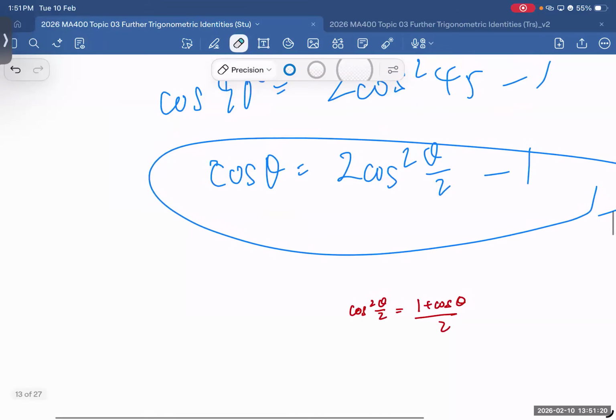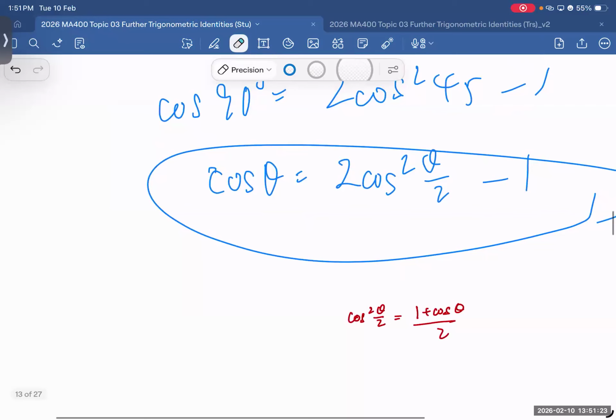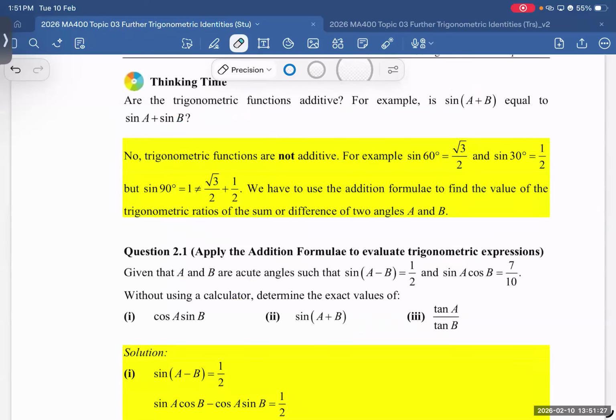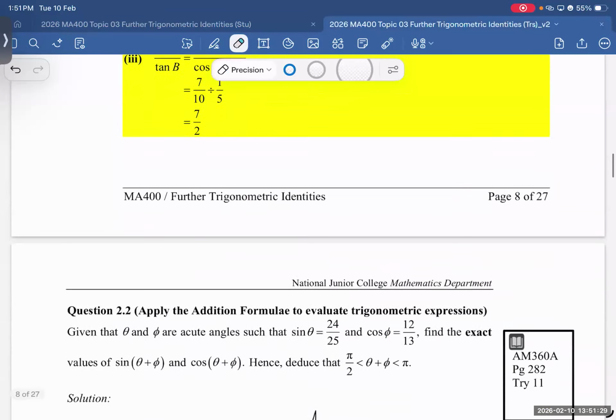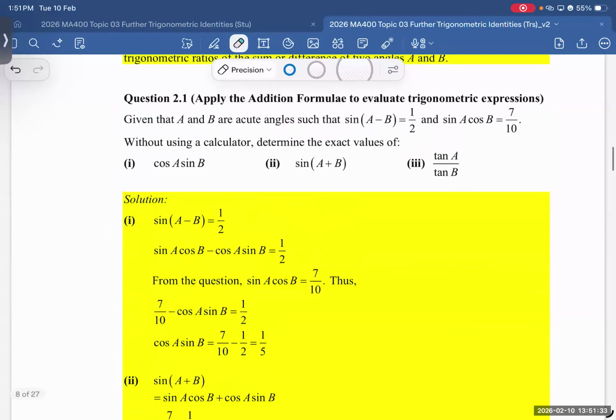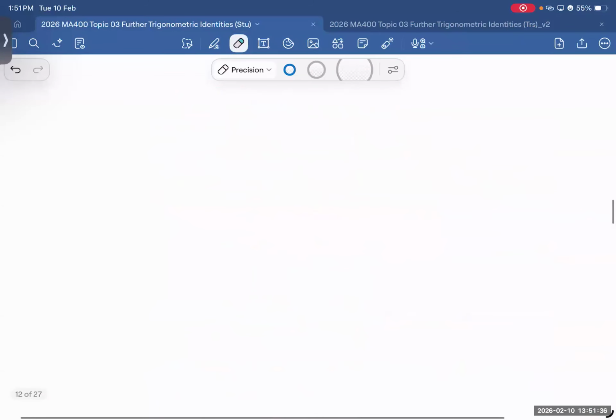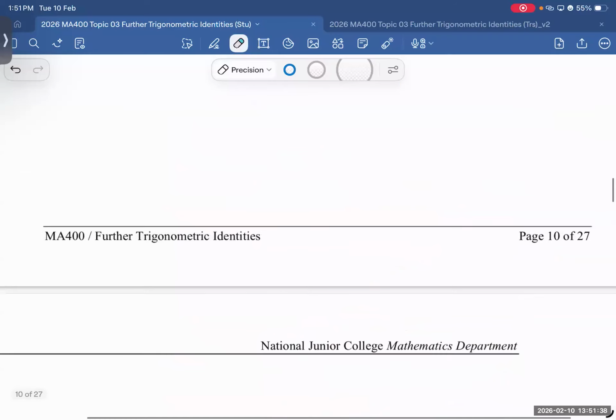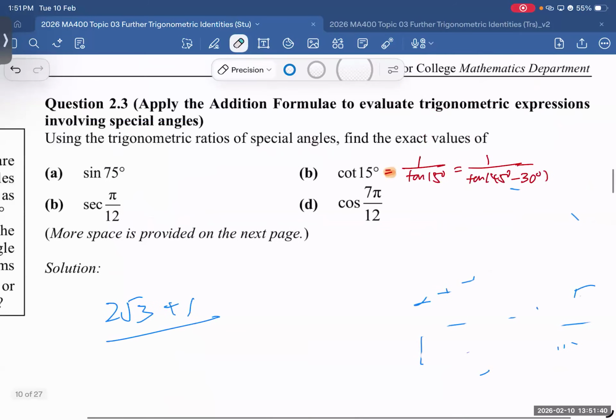Answers are here. Have you managed to do all of them? Okay, so I'm going to slowly go through question 2.1 then. For purpose of recording, if you're not listening, it's all right.